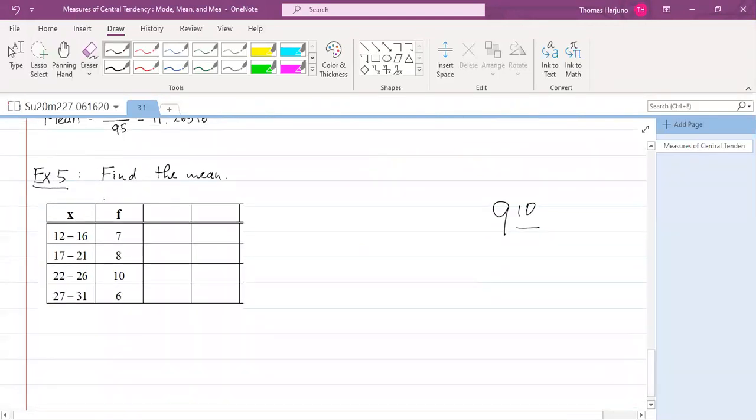Let's see this one here. I need to find the midpoint for each class first. This will be 14, 9, 0.4, 0.9, and then f times xi will be 7 times 14. Let me just use my calculator. That's 98. Did I make another mistake? I make a lot of computational mistakes.